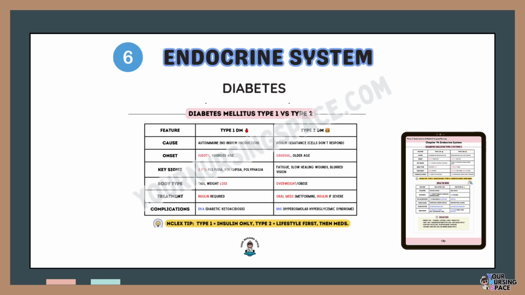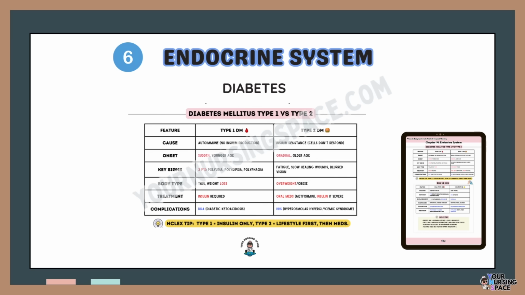Type 2, on the other hand, is caused by insulin resistance. The body still makes insulin, but the cells don't respond to it properly. This is much more common in adults, especially those with obesity, and is typically managed with diet, exercise, oral medications, and sometimes insulin. When it comes to diagnosing diabetes, there are a few key lab values to remember.